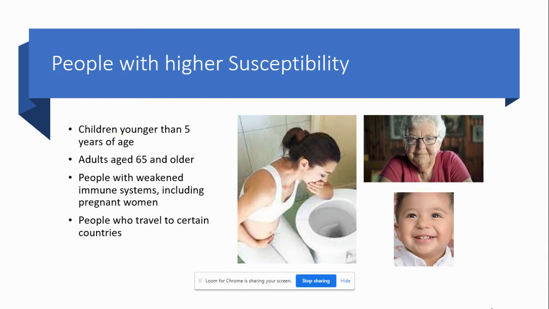People who have higher susceptibility of getting the infection include children who are younger than 5 years old, adults who are 65 or older, people with weakened immune systems, including pregnant women, and also people who travel to certain countries.